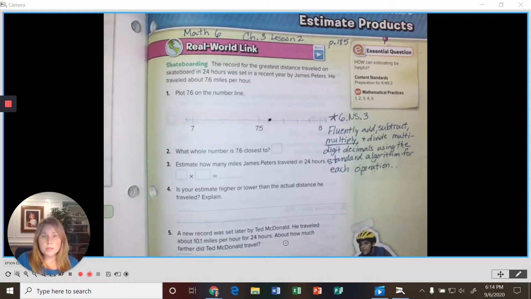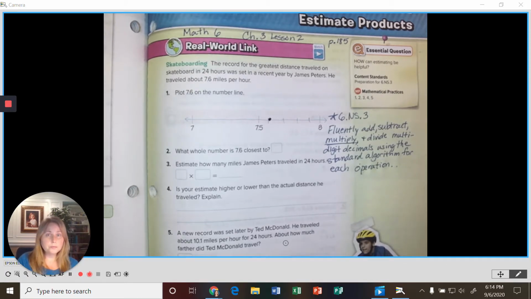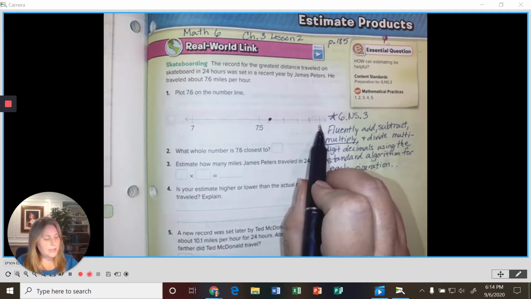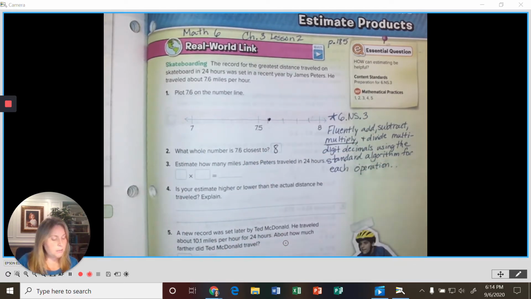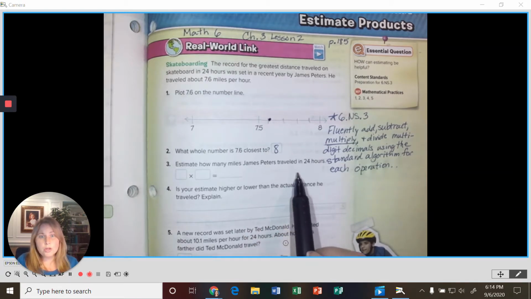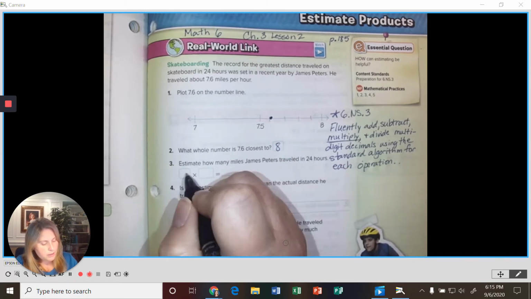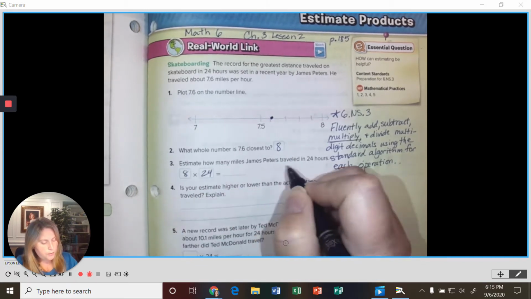What whole number is 7.6 closest to? So obviously it's in between 7 and 8. 7.5 would be right in the middle. So 7.6 is closer to 8 than it is to 7. Estimate how many miles James Peters traveled in 24 hours. So we would estimate 8 miles per hour times 24.